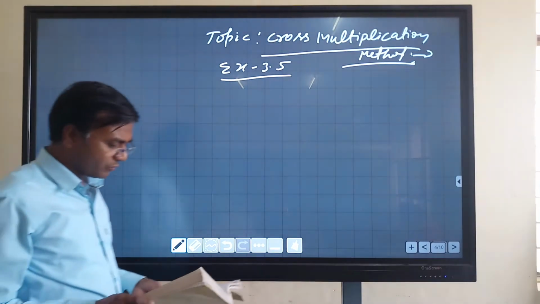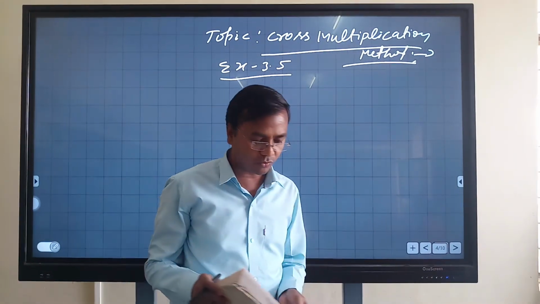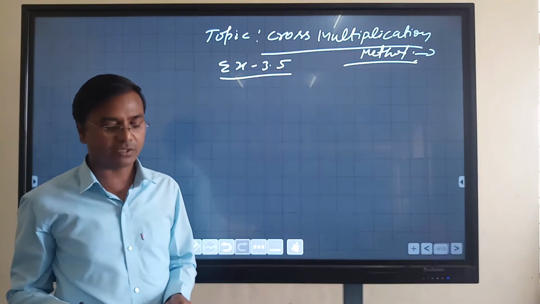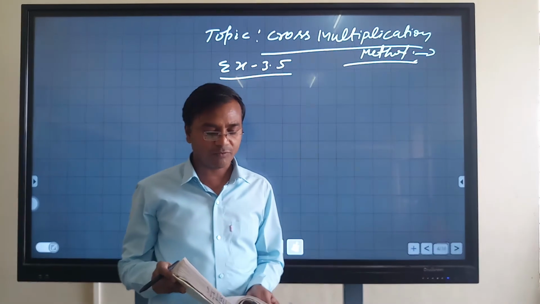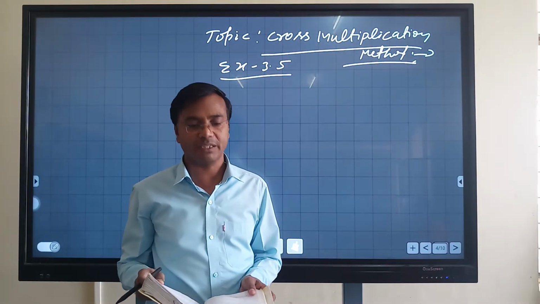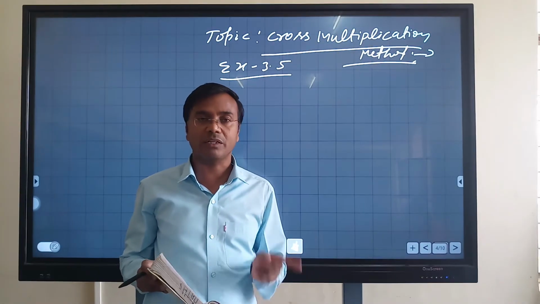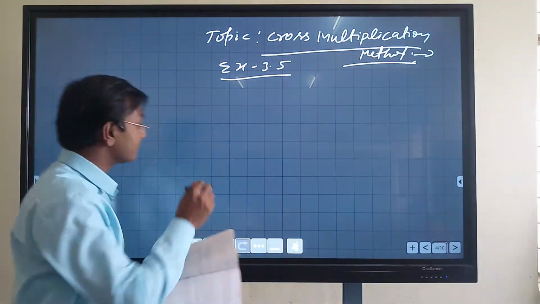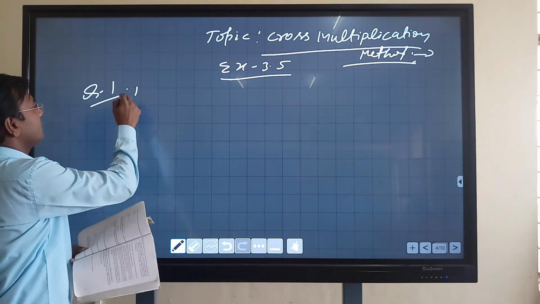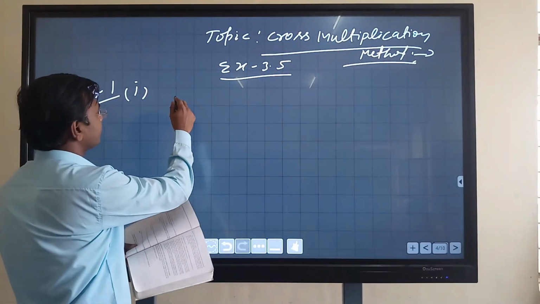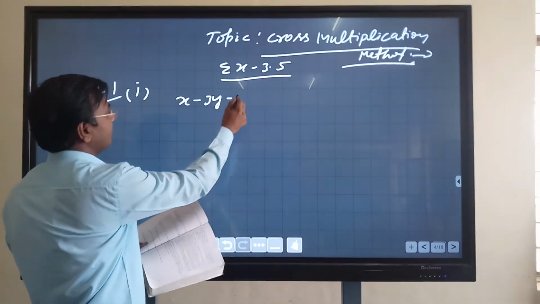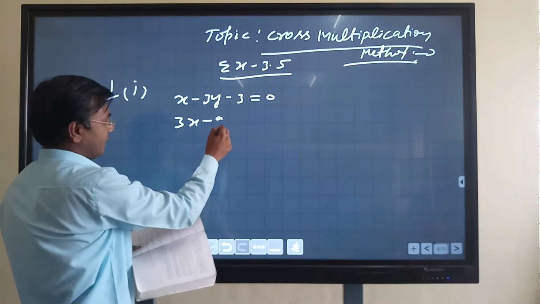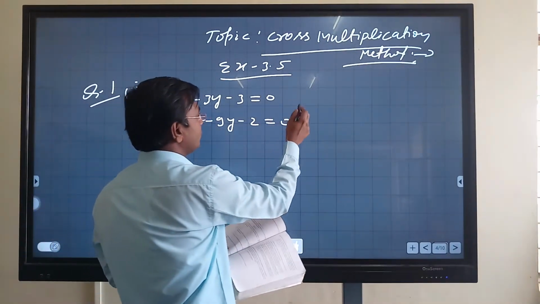Which of the following pairs of linear equations has a unique solution, no solution, or infinitely many solutions? And if there is a unique solution, only then find it by using the cross multiplication method. In the first part, I write the question number first. Part first: x minus 3y minus 3 equals 0, and 3x minus 9y minus 2 equals 0.